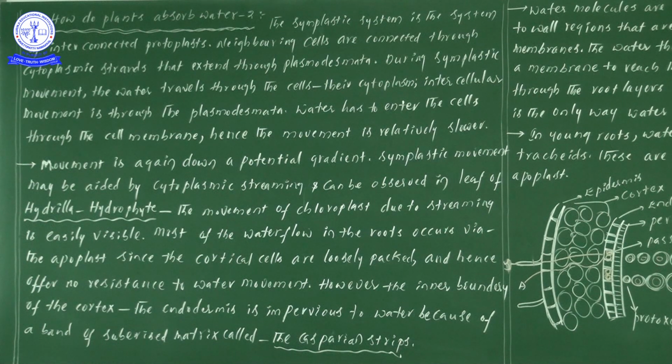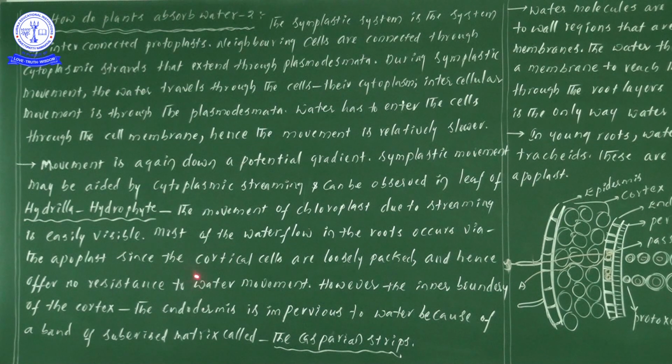So in which pathway will most of the water molecules be translocated? Through the apoplastic pathway. Through the apoplastic pathway, more quantities of water molecules will be translocated from one place to another place. Why? Because the symplastic pathway is slower, it takes very few water molecules from one place to another. So this is the point we are observing: most of the water flow in the roots occurs via the apoplast.